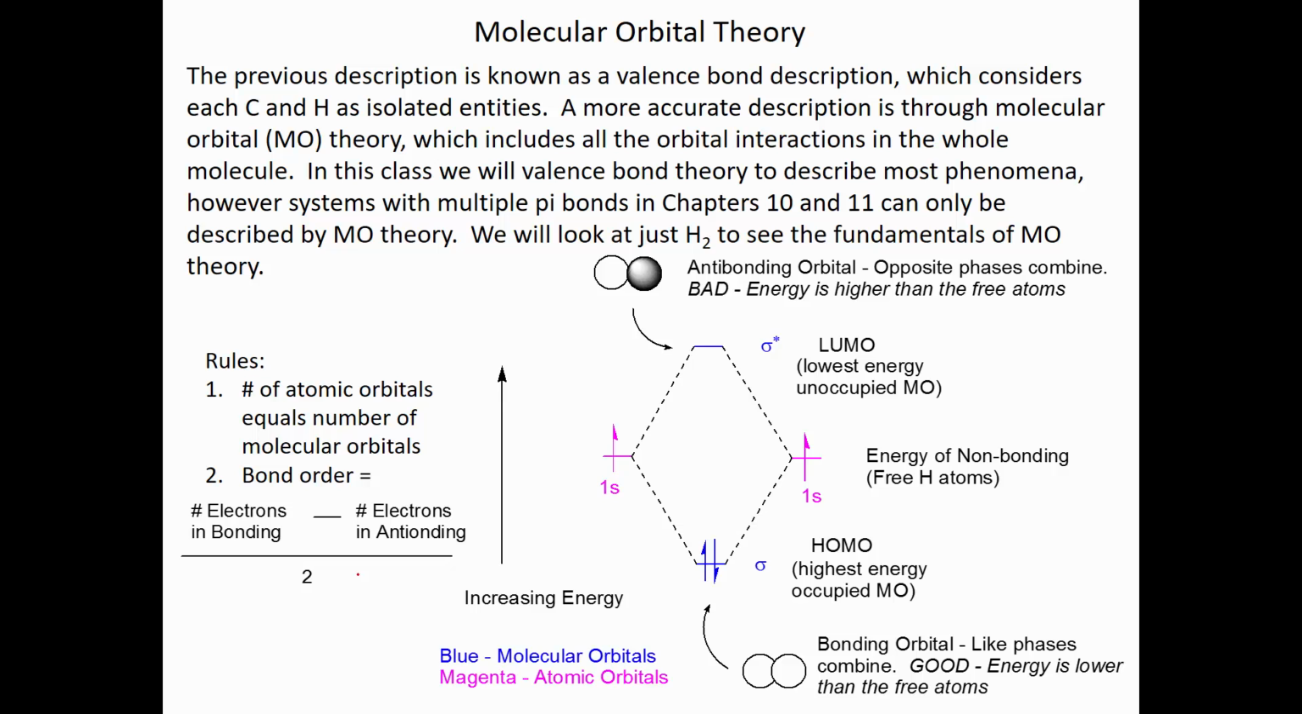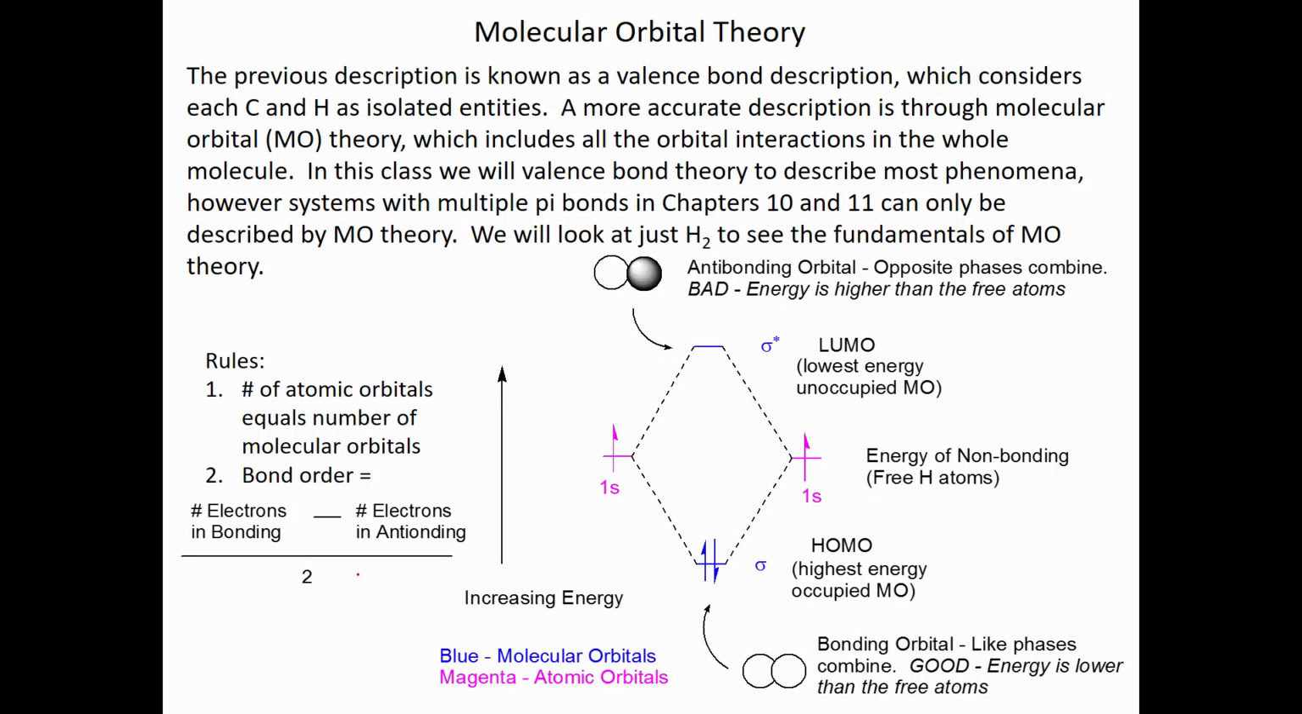But what we're going to see here is that we can get a more accurate description through molecular orbital theory, but for most of the systems that consist of single bonds, the valence bond theory is going to work just fine. The only place we're going to see where it breaks down is when we have multiple pi bonds in our compounds in chapters 10 and 11. And these can only be described by molecular orbital theory.